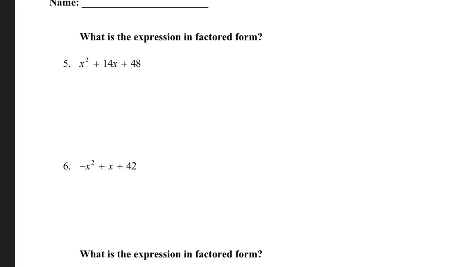What is the expression in factored form? So what you're going to do is you look at your 48 and you start listing numbers that will multiply to give you 48. So in this case, we have 8 times 6. We have negative 8 times negative 6. We have 24 times 2, negative 24 times negative 2, and we start adding.